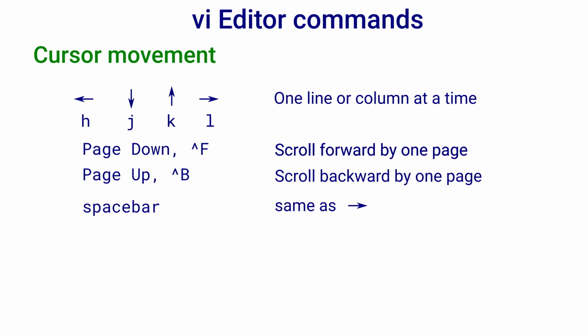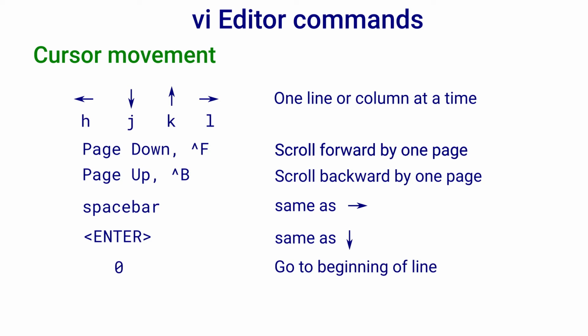Spacebar is same as the right arrow or L. It takes you one column right. Remember, you are in the command mode, so spacebar would not enter spaces in the file. It will move cursor right. Similarly, enter key takes cursor one line down.